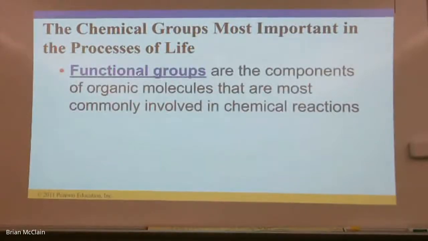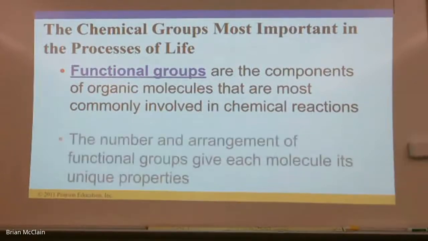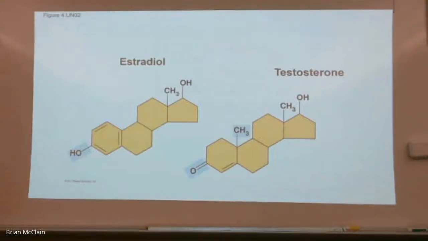Okay, so those functional groups we said were components of organic molecules that are most commonly involved in the chemical reaction component. So in many instances, they're towards the perimeter of those molecules, and they will give it unique properties. So pretty much everything that I just said in the intro is what's listed there. So if you take a look at this picture right here.